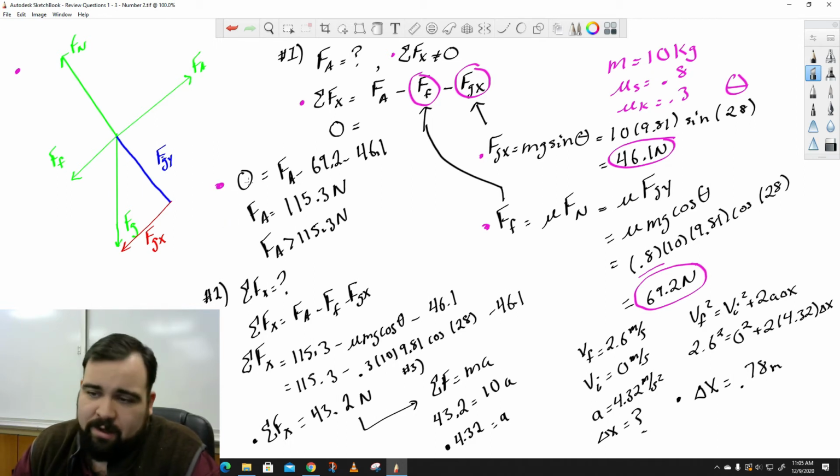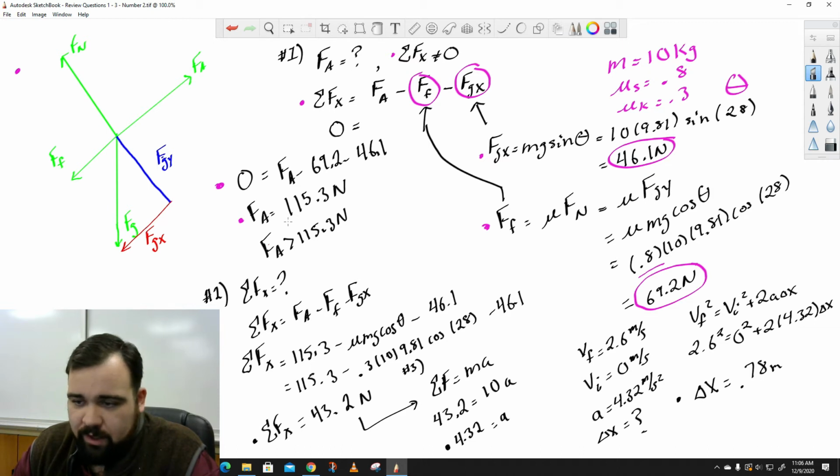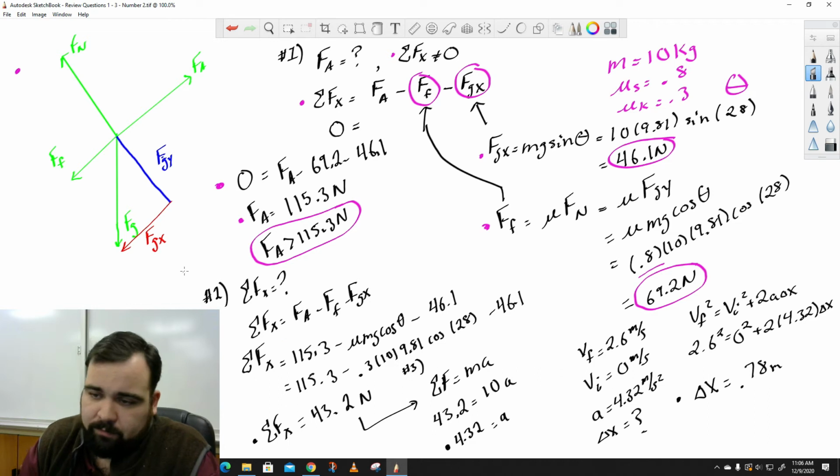So now we can come over here and plug in the values we have for FF and FGX. Carrying on, 0 equals FA minus 69.2 minus 46.1. Then we get that an applied force, an FA, of 115.3 would yield a net force of 0. So to move the object, we have to have a net force greater than 0, so we know FA has to be greater than 115.3. That's going to be the first answer to this question: what is the minimum force necessary to apply to get the object moving up the slope?